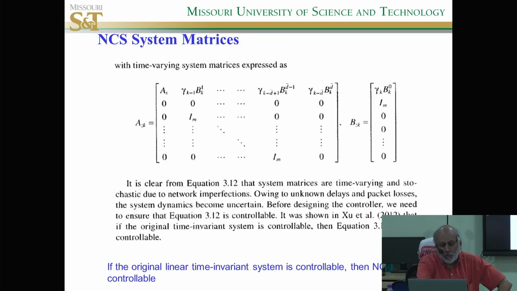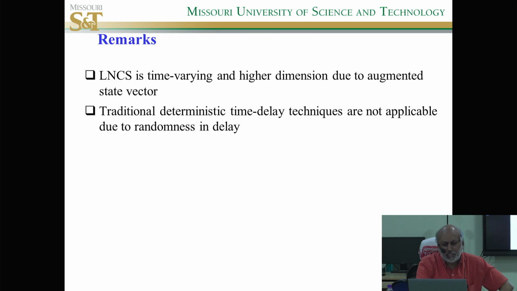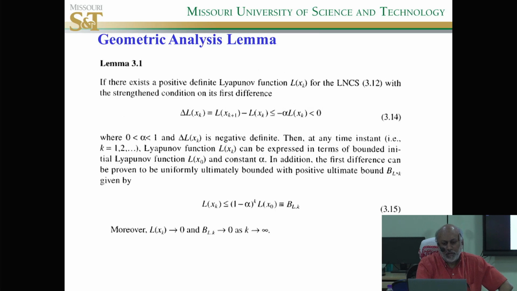If the original linear time invariant system is controllable, then the NCS is also controllable. We have proven that. That's in the first chapter. I skipped it, but you know. So this process is identical to what I explained to you. Okay, so this is a finite horizon. We have to do a little more math.